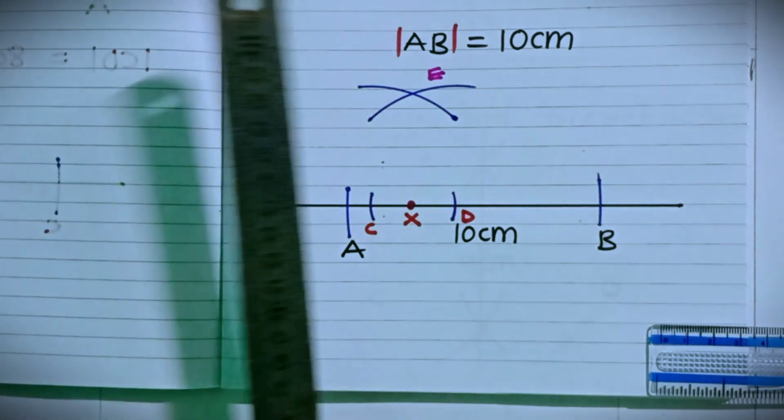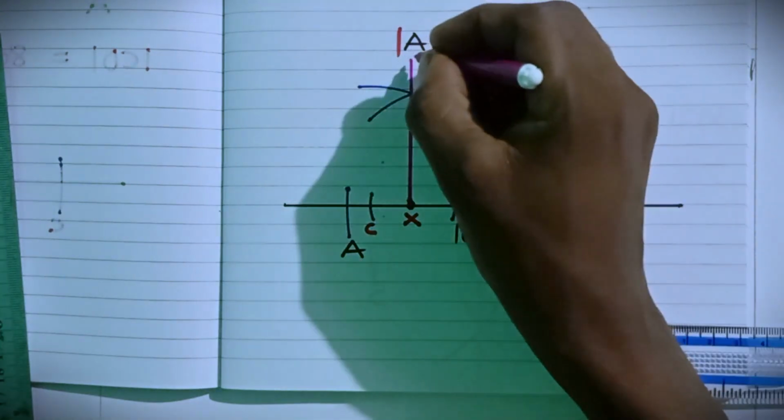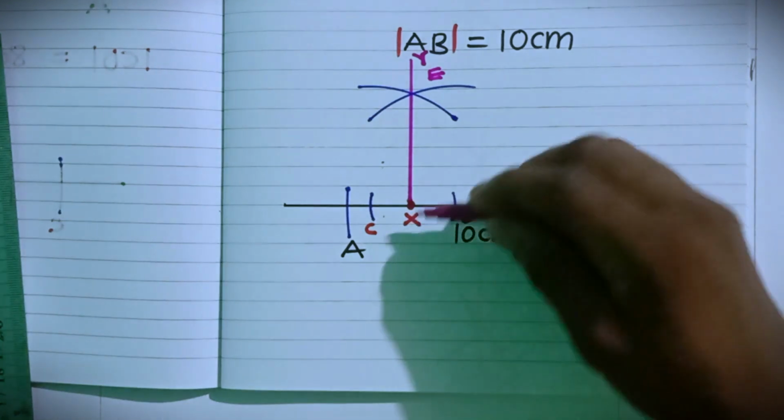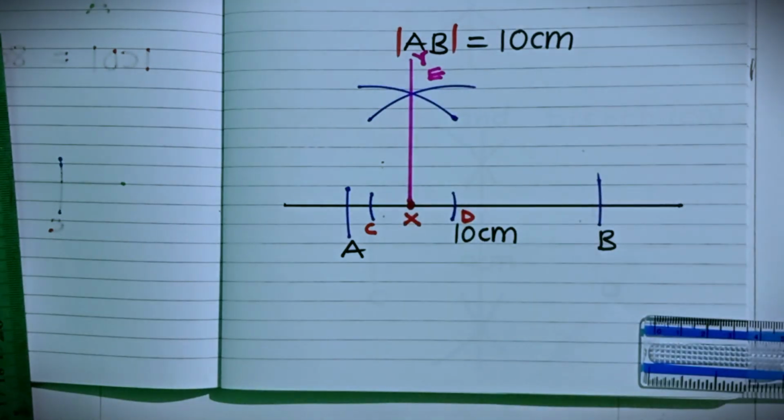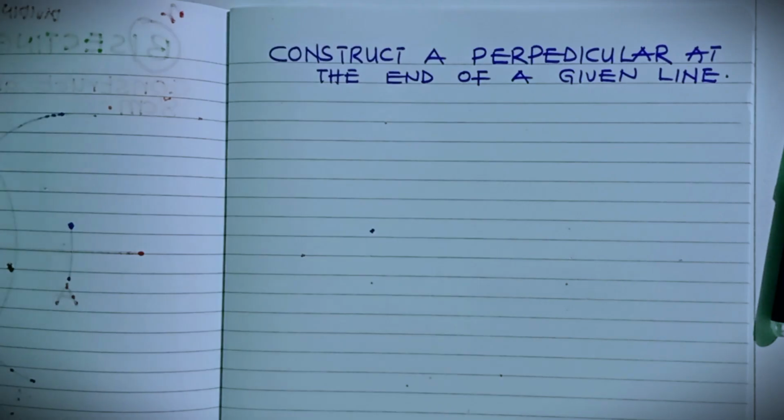So you draw a line passing through the intersection and X. This line you see here is Y. Line XY is now our perpendicular at point X to the line A. Now let's look at how to construct a perpendicular at the end of a given line.